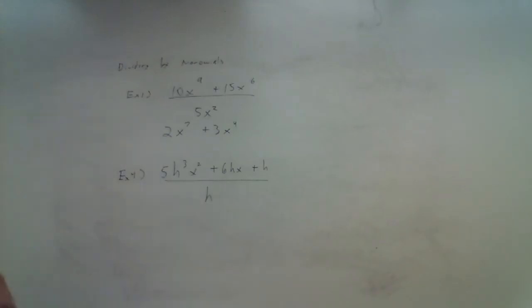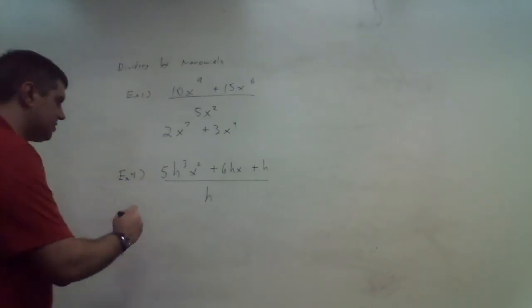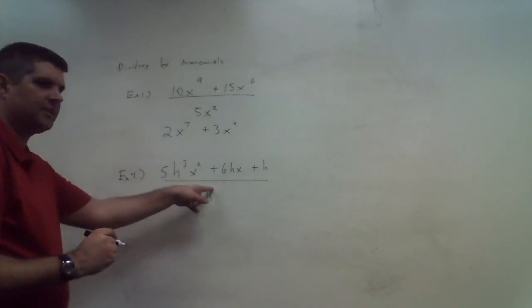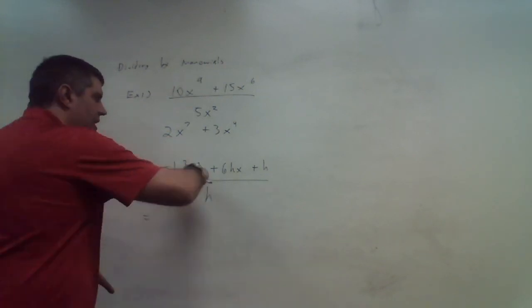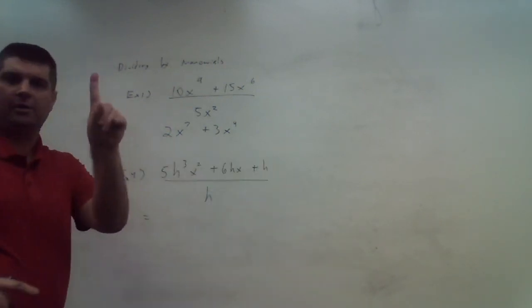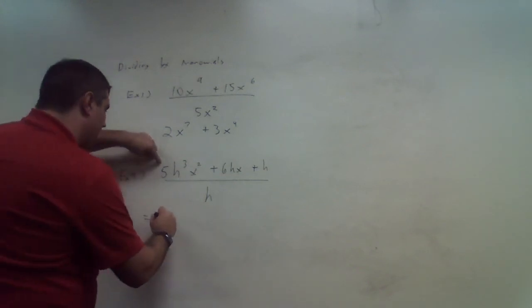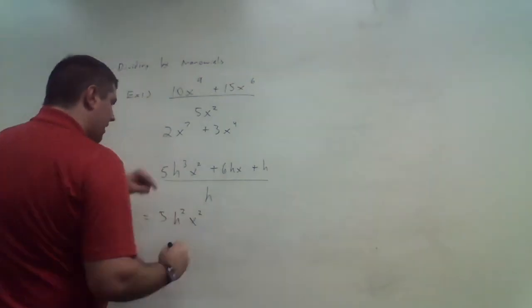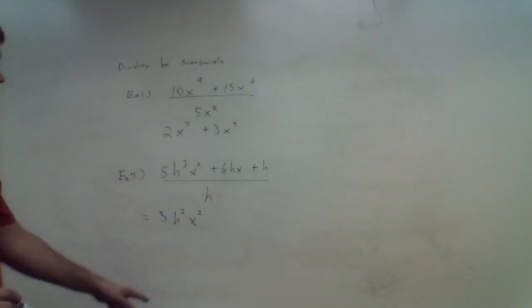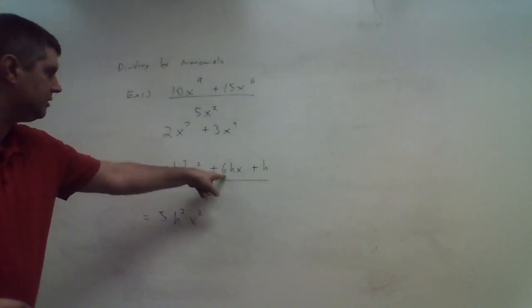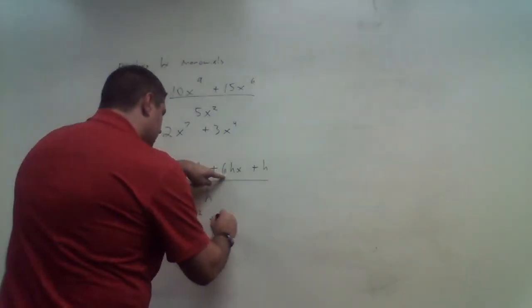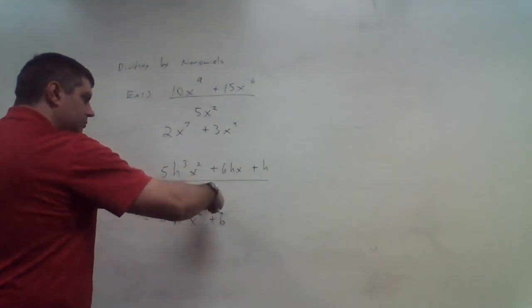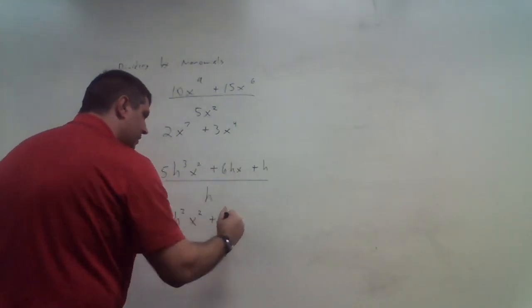That's it. You're done. Now for this one, we're dividing by h to the 1st. So all the powers of h go down 1. So the 5 will be unaffected. This will be h squared. x squared will be unaffected. On this one, the 6 is unaffected. The h's cancel. And the 6 is unaffected.